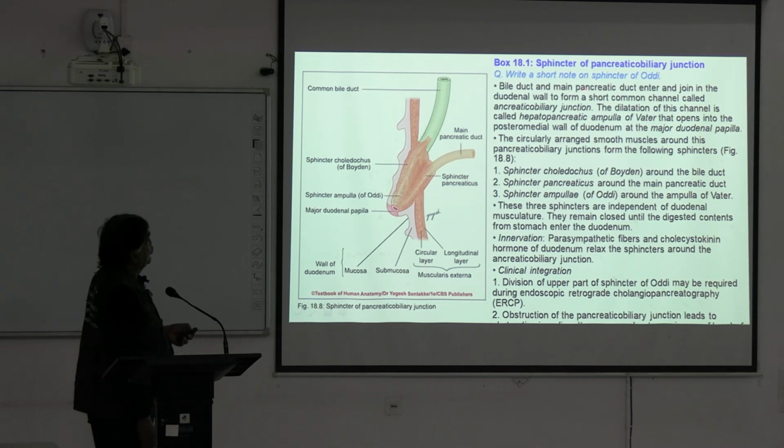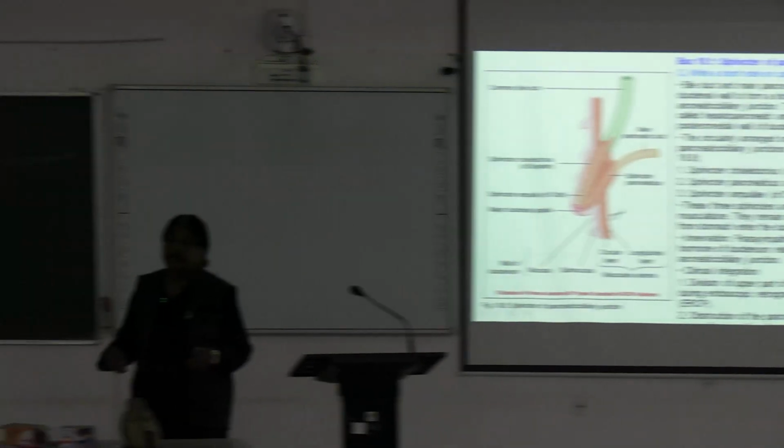Now, sphincter of Oddi. Write a short note on sphincter of Oddi. The circularly arranged smooth muscles around the pancreatobiliary junction form the following sphincters: the sphincter choledochus of Boyden, sphincter pancreaticus around the main pancreatic duct, and sphincter ampullae of Oddi around the ampulla of Vater. These three sphincters are independent of duodenal musculature. They remain closed until the digested contents from the stomach enter the duodenum. So, as the food passes down the duodenum from the stomach, then these sphincters come into action.